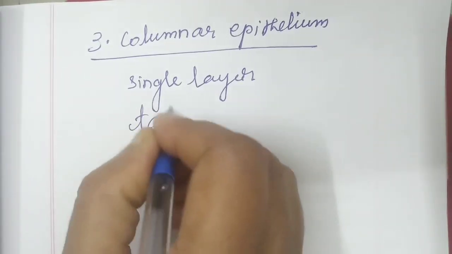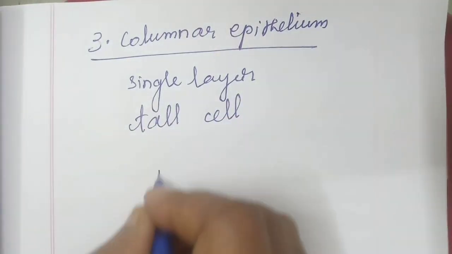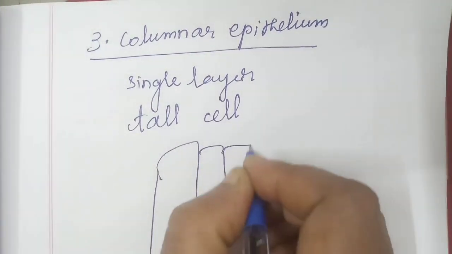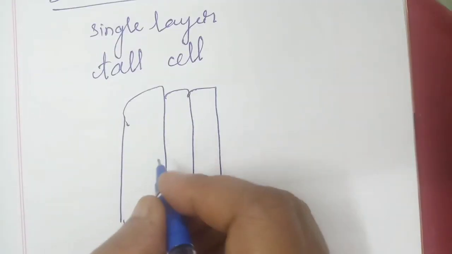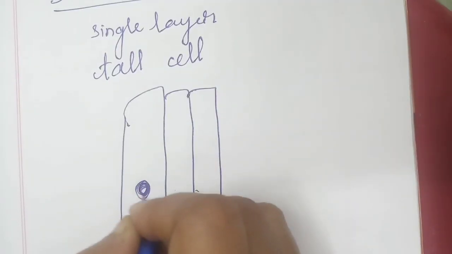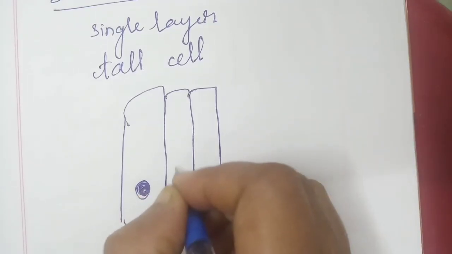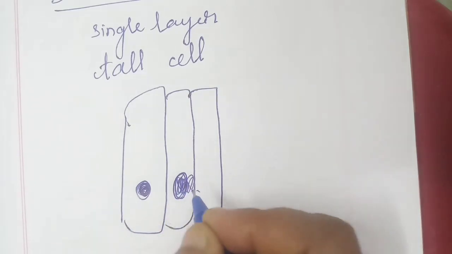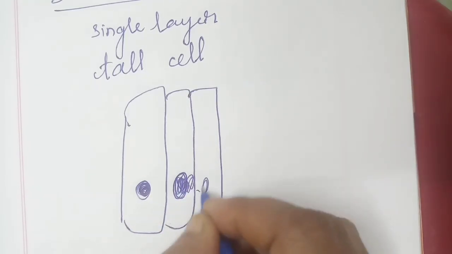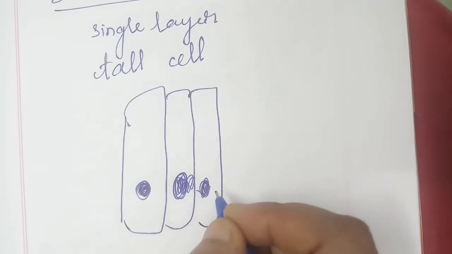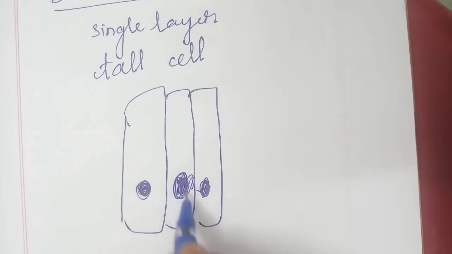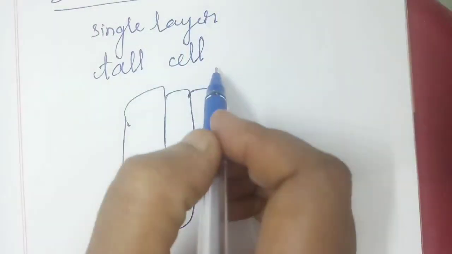And they are the tall cells. All the cells will be tall like this. See here. And their nuclei will be round or maybe oval like this. It is found at the base of the cells. See here, it is found at the base. Single layer, they are the tall cells.